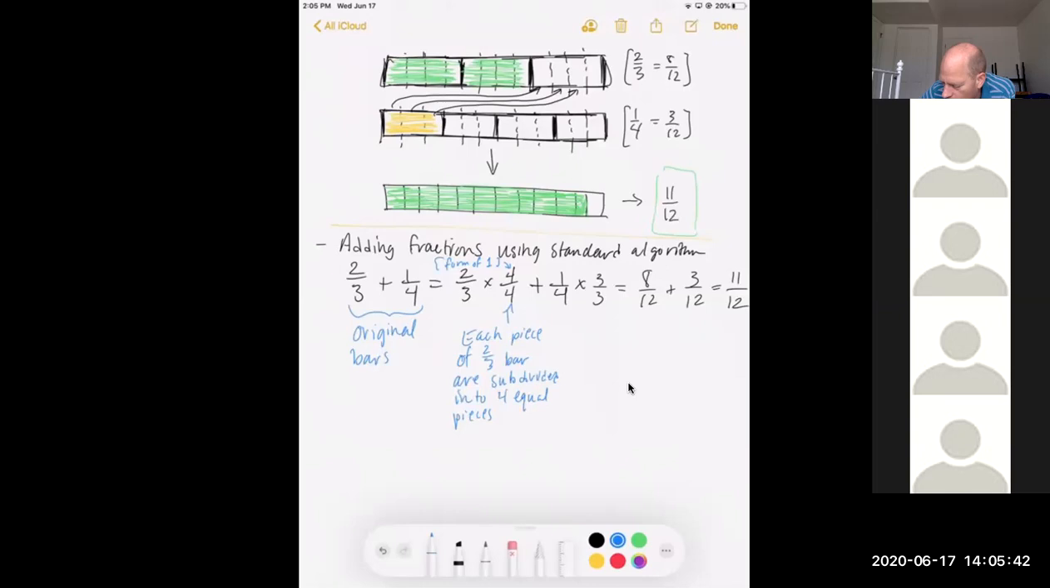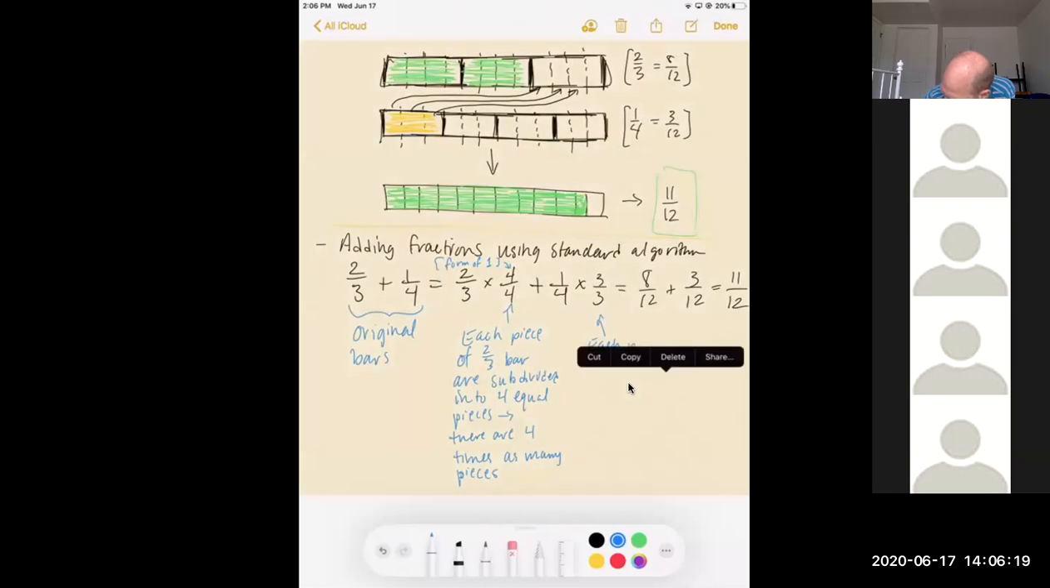Because I'm multiplying by 4 over 4, there's 4 times as many pieces now in each of those parts. Okay. Similar story for the 1/4 times 3/3. I need to get a common denominator, so I use multiplication to help me, because I'm subdividing each of those fourths into 3 more pieces systematically, each fourth. Okay.